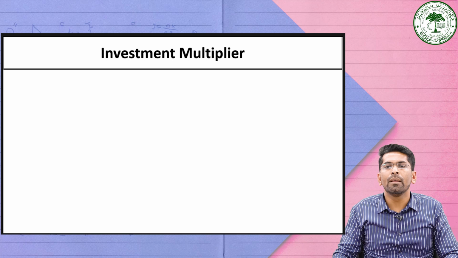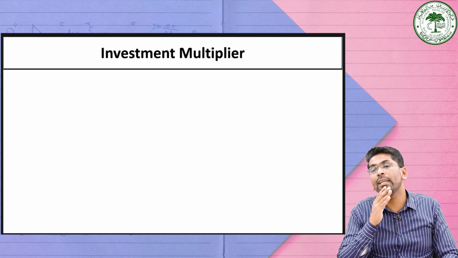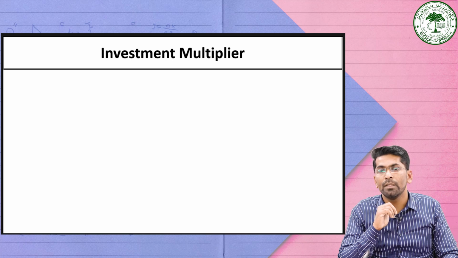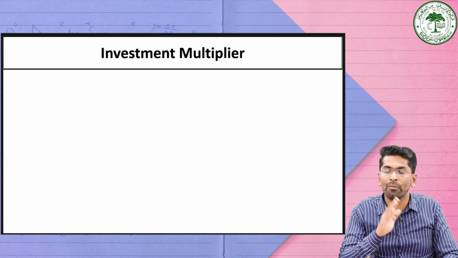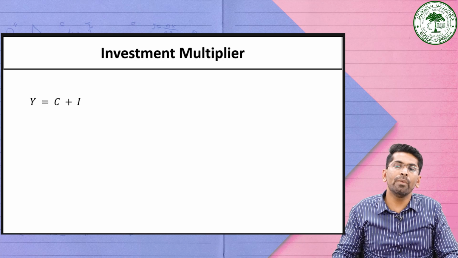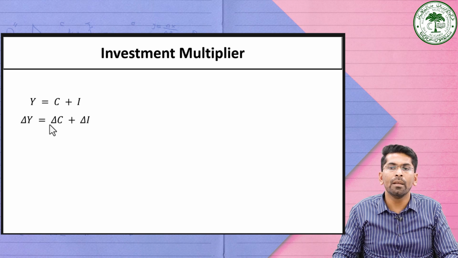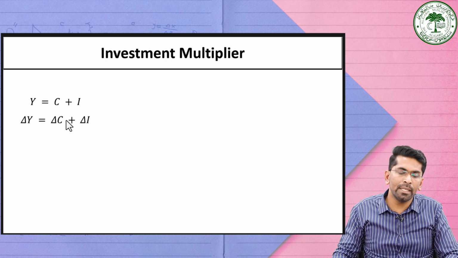Now let us consider the Keynesian multiplier, which explains the relationship between changes in the level of income when there are changes in investment. So we are going to consider here the investment multiplier. We are going to start with the model, that is Y is equal to C plus I, and then delta Y, the change in income, we are also going to consider. If your level of income changes, then your consumption is also going to change, and your investment is also going to change. So delta Y we are composing into two parts, that is delta C plus delta I.